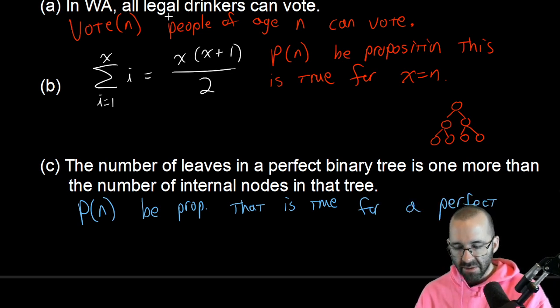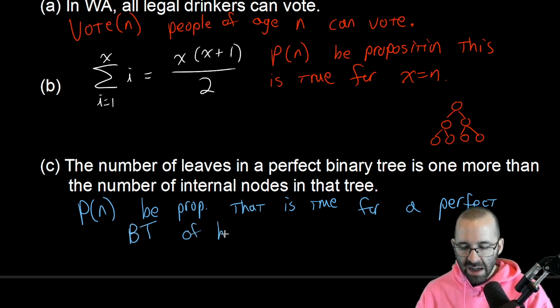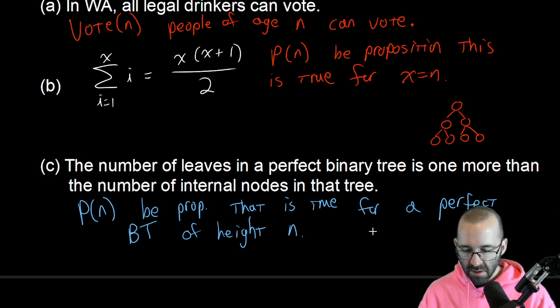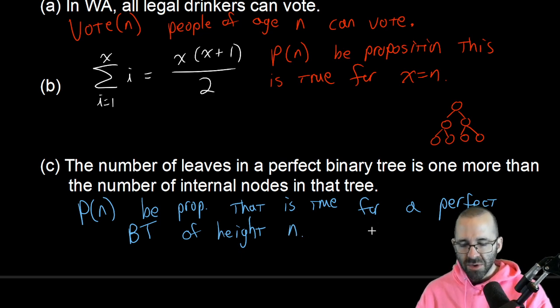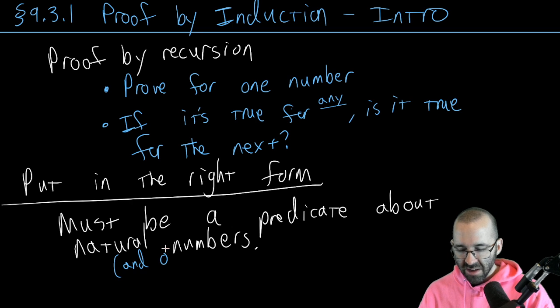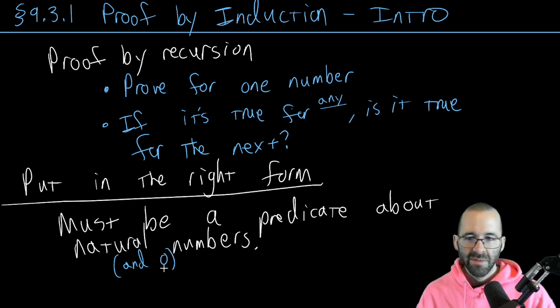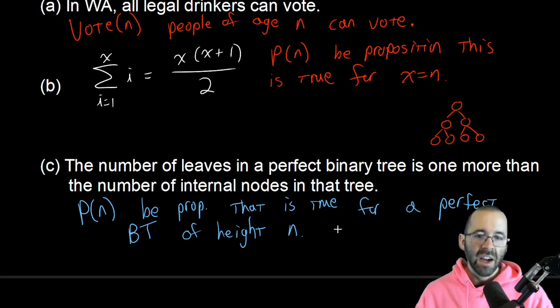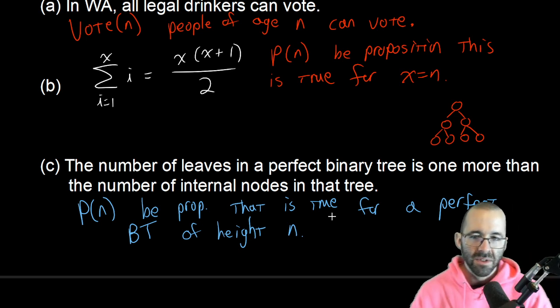Well, actually, we don't need to say that. It's redundant, but that's fine. A perfect binary tree of height n. And I said natural numbers. That's not quite true. It's non-negative integers. So for natural numbers, 0 is okay too. Technically, the natural numbers don't include 0, but 0 is okay. We can have a tree of height 0, and that is indeed what we'll start with when we do this.